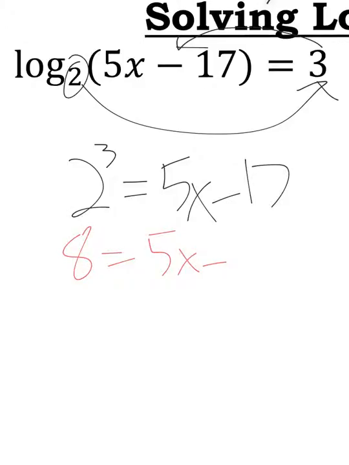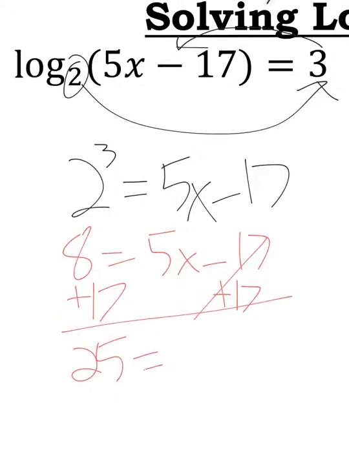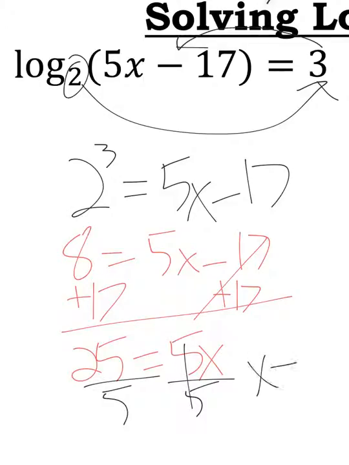And then I know I can add 17 to the other side. And 8 plus 17 is 25. So 25 equals 5x. So I'll divide 5 to the other side. And I get x equals 5. So that's just how I would go about it if there was a log problem.